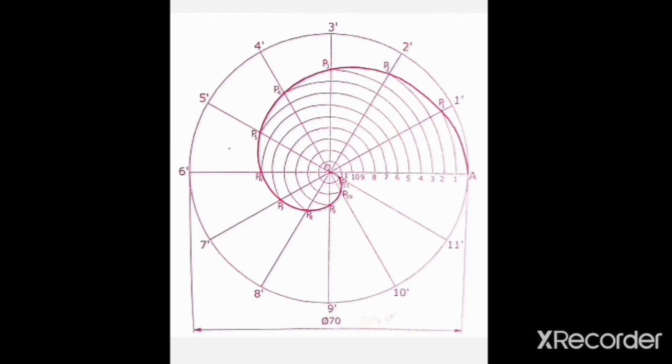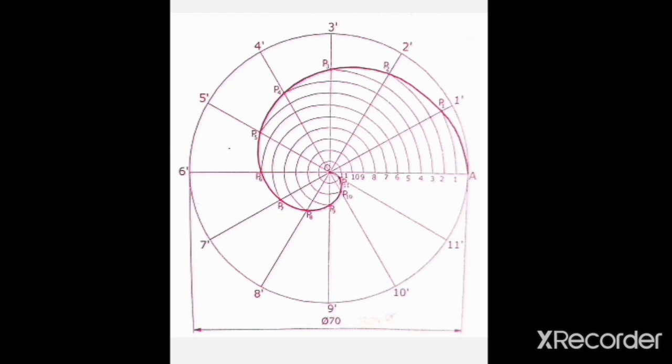Then we have to draw an arc from the first point, with center point O. The radius will be O1. Similarly, we have to draw another arc from the second point from the same center point O. That radius will be equal to O2. Similarly, the third arc should be drawn from O, and the radius should be O3.